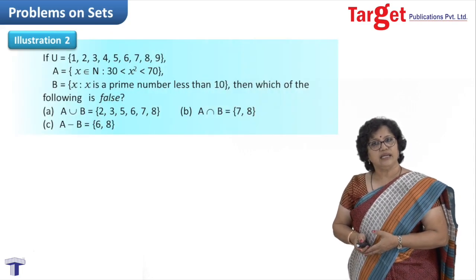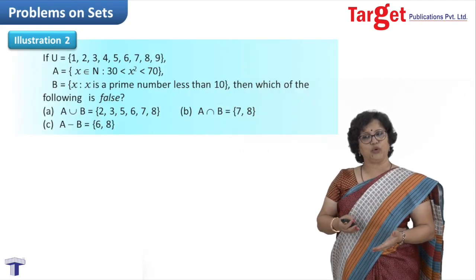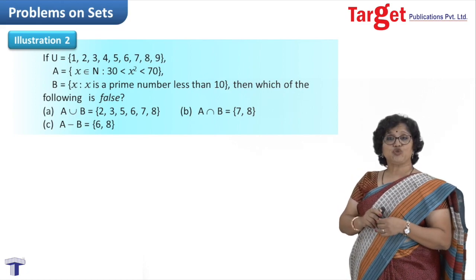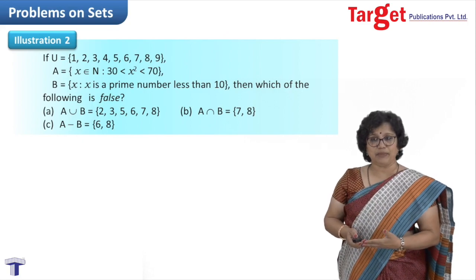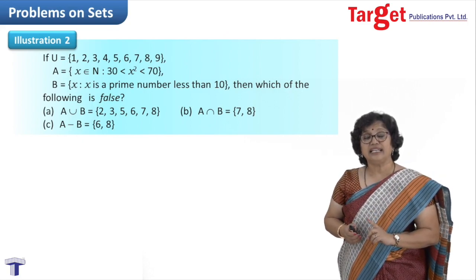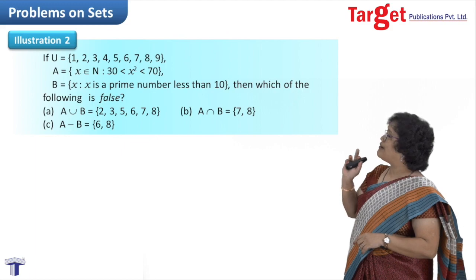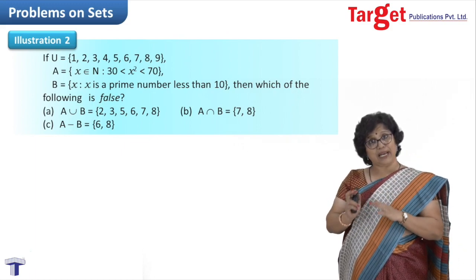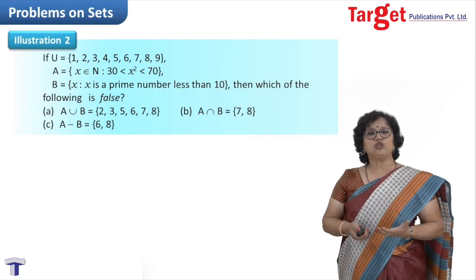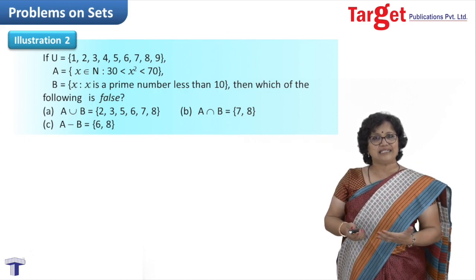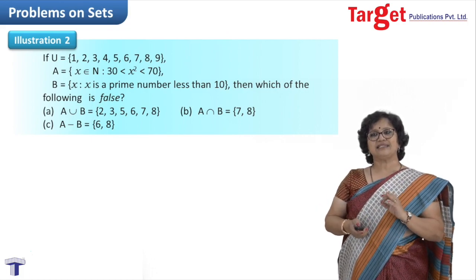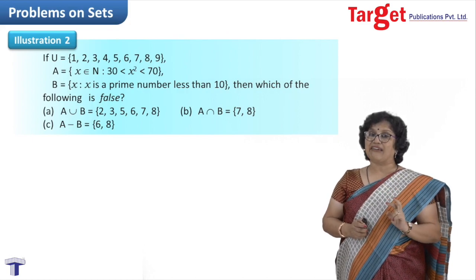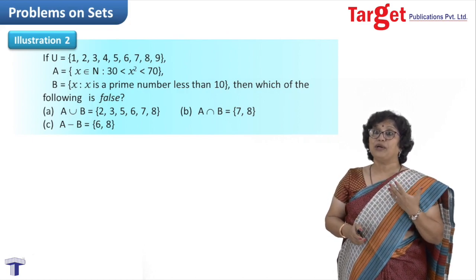The second one says that the universal set I am taking as 1, 2, 3, 4 up to 9. Set A is described as x belongs to N, meaning natural numbers, and the condition is that x square should be between 30 and 70. So we will have to write the elements for A separately. Now B is also not given in the listing form. It says that set B is x is a prime number less than 10. So both the sets A and B at this moment are not given in the listing form. We will have to derive them.